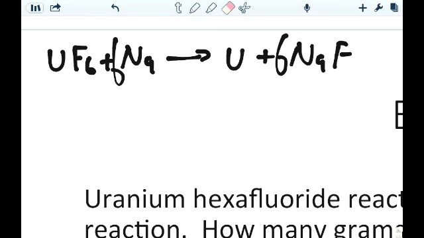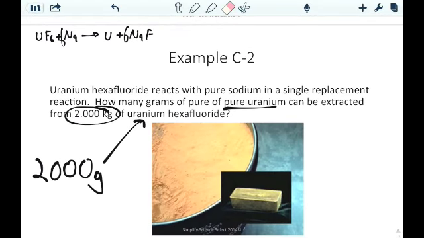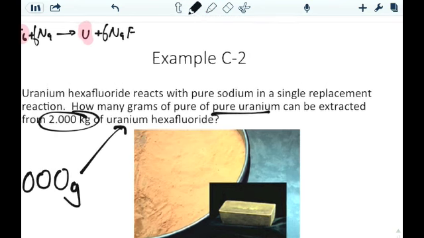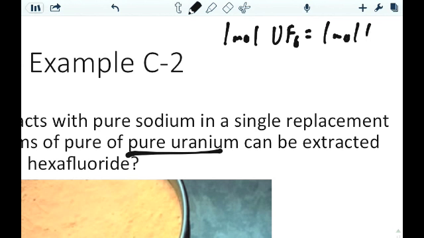Now, in looking at the problem, we're starting with 2,000 grams of uranium hexafluoride, and it wants to figure out how many grams of uranium. So the mole ratio that we're going to have is just a 1-to-1 ratio. So 1 mole of uranium hexafluoride equals 1 mole of uranium.